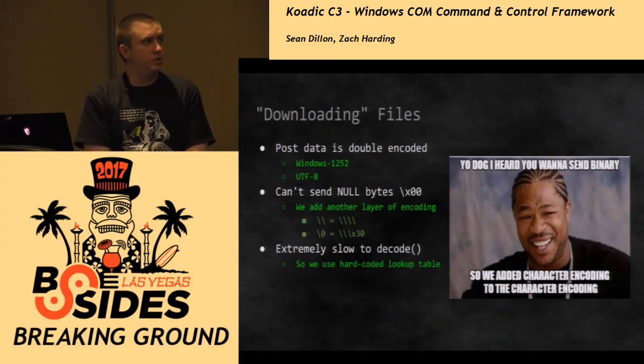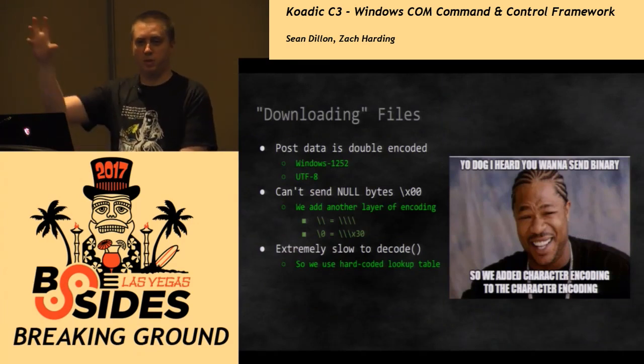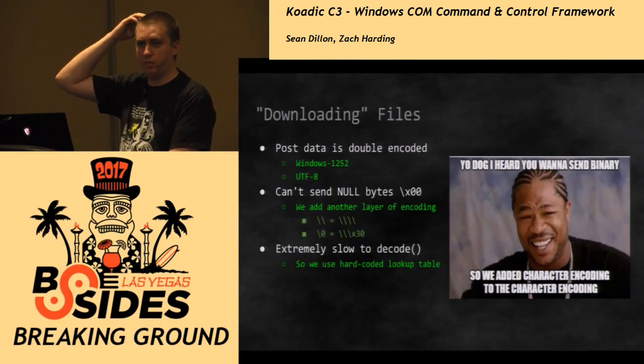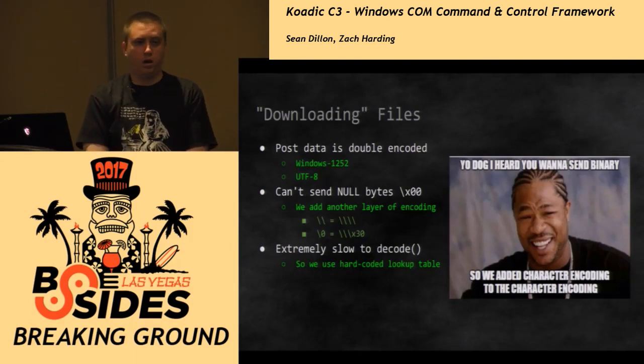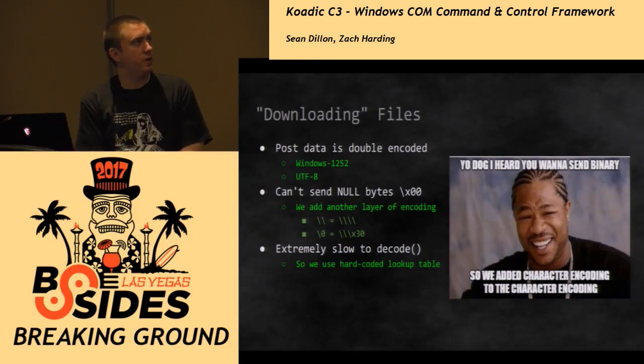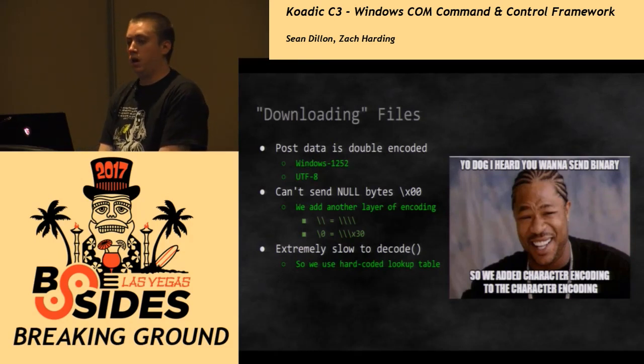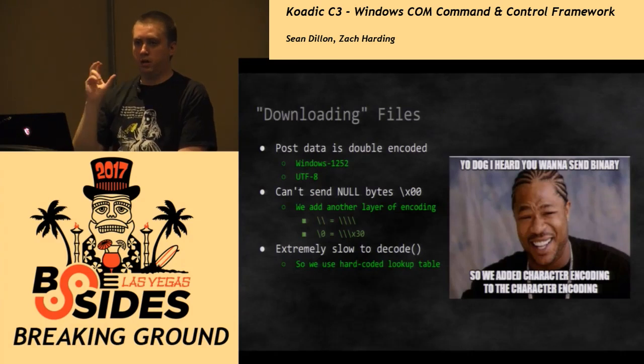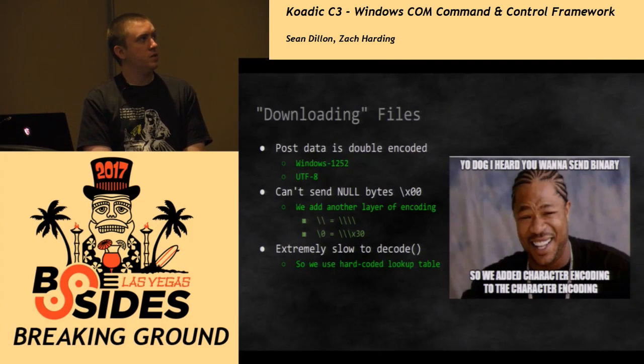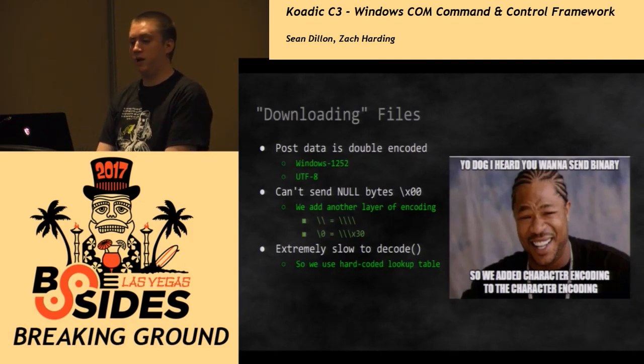Another thing that we had was downloading files. This is where there's an interesting file on the zombie that you want to pull back to the server. Through a lot of hard reverse engineering, we figured out that it was double encoding the post data, because that's how we're sending a file back: we send an octet stream in the HTTP. So it's double encoding it with Windows-1252, and then it's encoding that again with UTF-8.